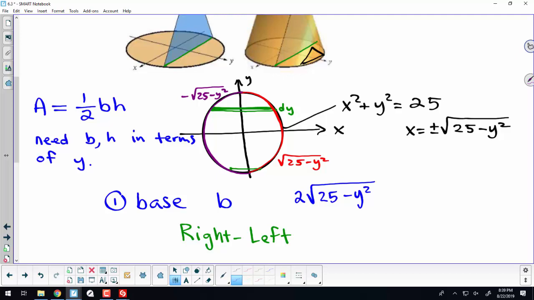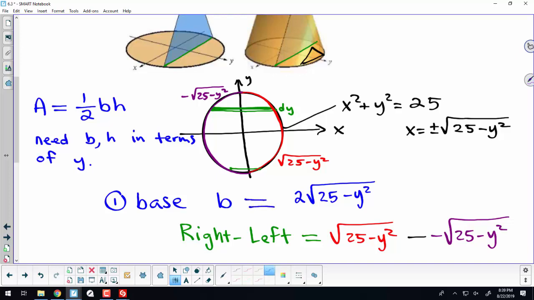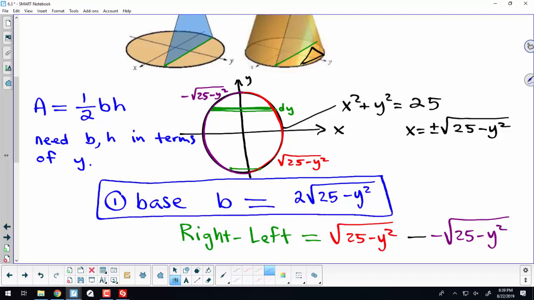So we have the right, which is the positive root of 25 minus y squared, minus the left, which is the negative root of 25 minus y squared. So we have root plus root. We have 2 of those. Are there any questions on that?